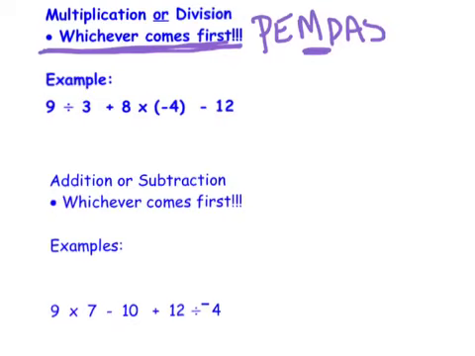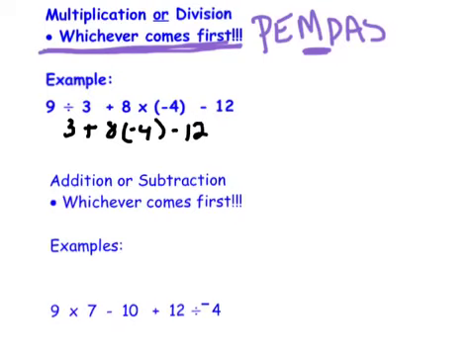So if you look at our problem, I'm going to use this little blue arrow. Okay, we have 9 divided by 3 plus 8 times negative 4 minus 12. Well, M comes before D, but that does not necessarily mean we have to multiply before we divide. It means we're going to do whichever one comes first, and our division comes first right there. So 9 divided by 3 gives us 3 plus 8 times negative 4 minus 12.